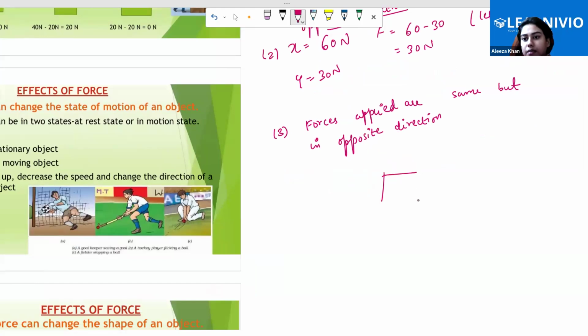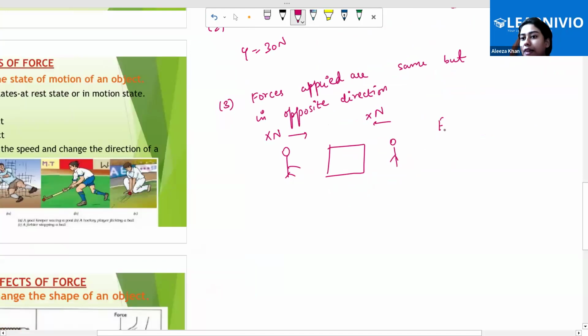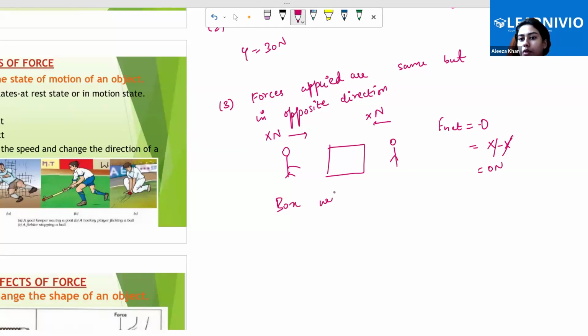The object won't move. No, I'm asking with respect to the same direction. See, this is the box. One has applied the force from here and one has applied the force from here. This is the opposite direction, but the force is same. Here also it is X Newton, and here also it is X Newton. So the net force will be 0 because the same force has been applied. Yes or no? Yes, ma'am. X minus X will be 0 Newton. So the box will not move.